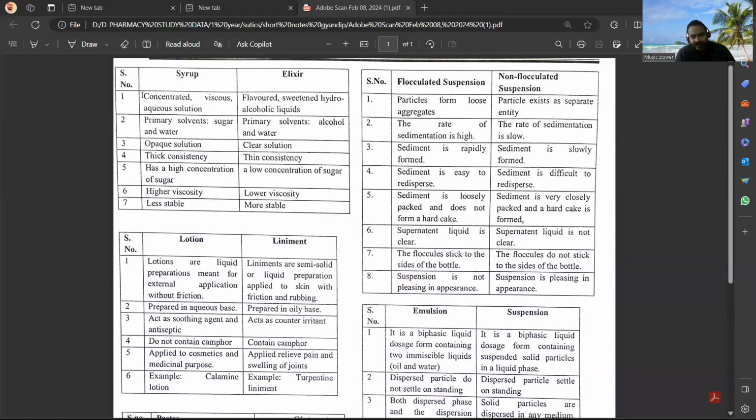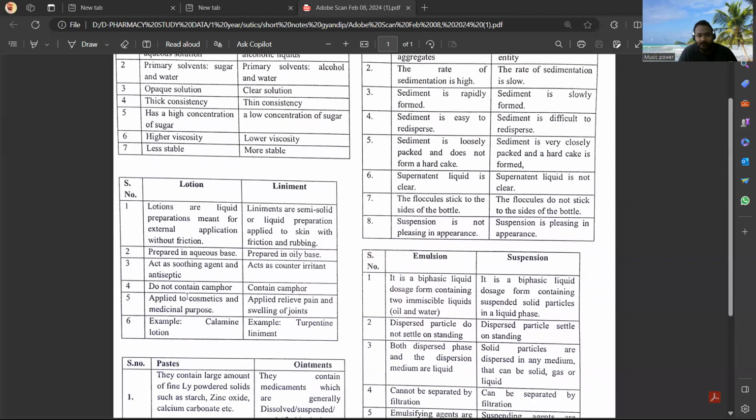Syrup has a thick consistency compared with elixir, and elixirs have a thin consistency. Syrup has a higher concentration and elixirs have a low concentration of sugar as compared with syrup. And syrup has high viscosity and elixirs have low viscosity. Syrups are less stable, elixirs are more stable. Now we move to the second, lotion and liniment.